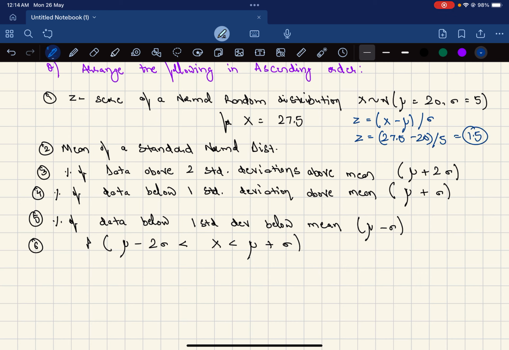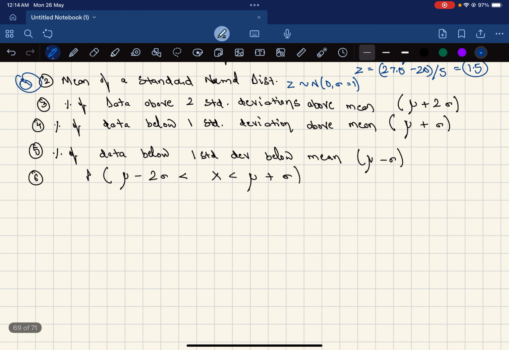So we can write the final value to the left of this serial number. It is 1.5. Now, we already saw that a standard normal distribution has a mean of 0 and a standard deviation of 1. Therefore, this value will be 0 here. Now, the percentage of data above 2 standard deviations above the mean. So this is part 3.